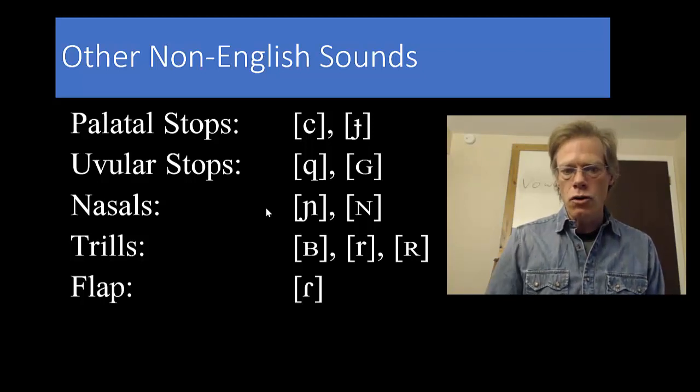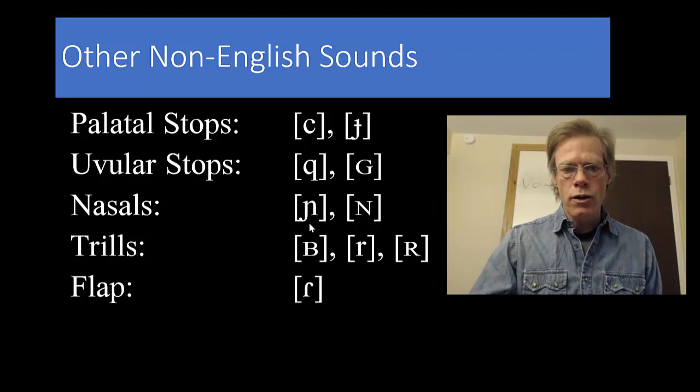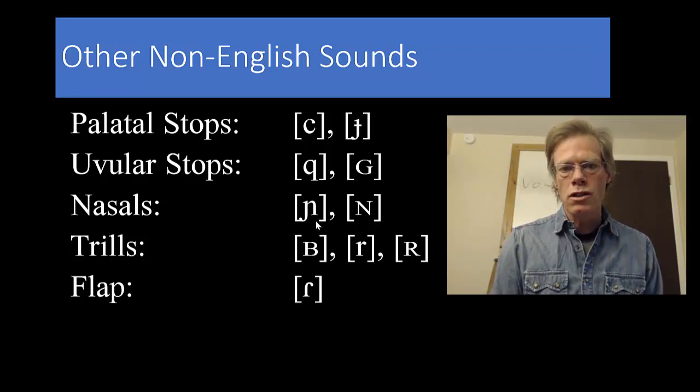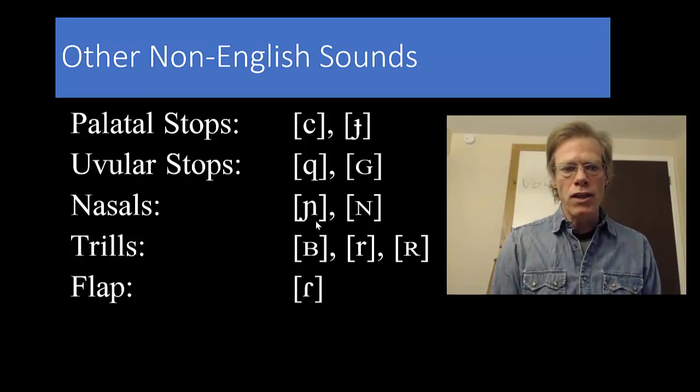And then we've got nasals. The first one is going to be a palatal nasal. We probably have that in some words, like for example, onion. Onion is probably pronounced with a palatal. This would be common in, for example, Spanish. You get that little tilde above the n.